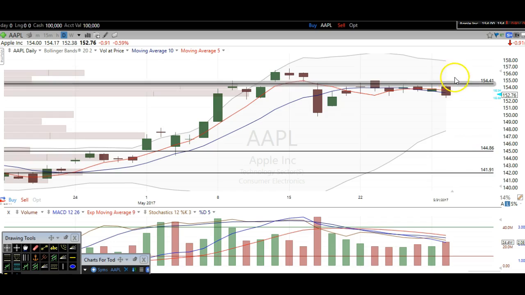So if we break it to the upside, we can see a really nice move to the upside. It's a very clean and clear level of resistance, which is something that I really like to play with.